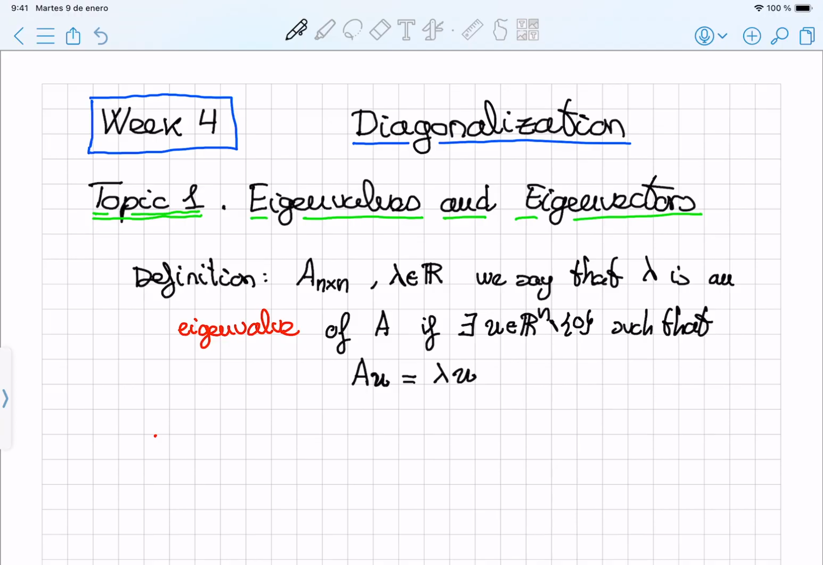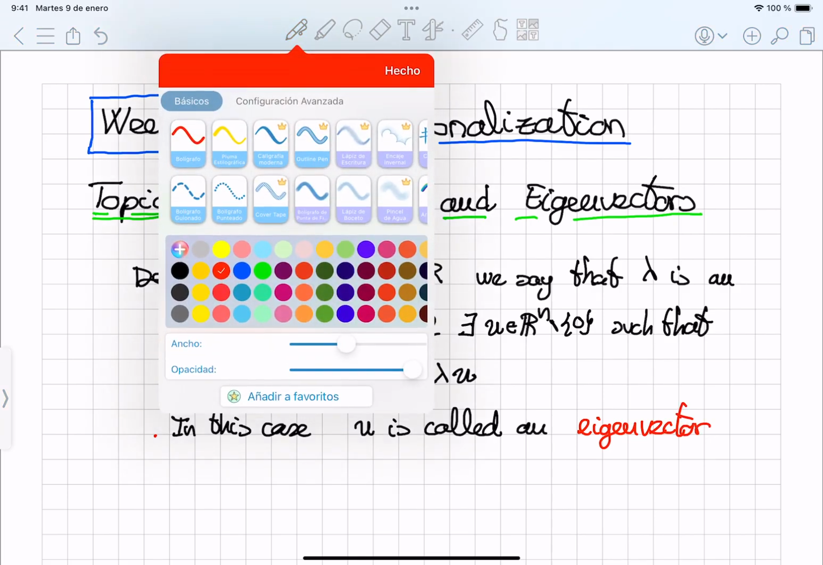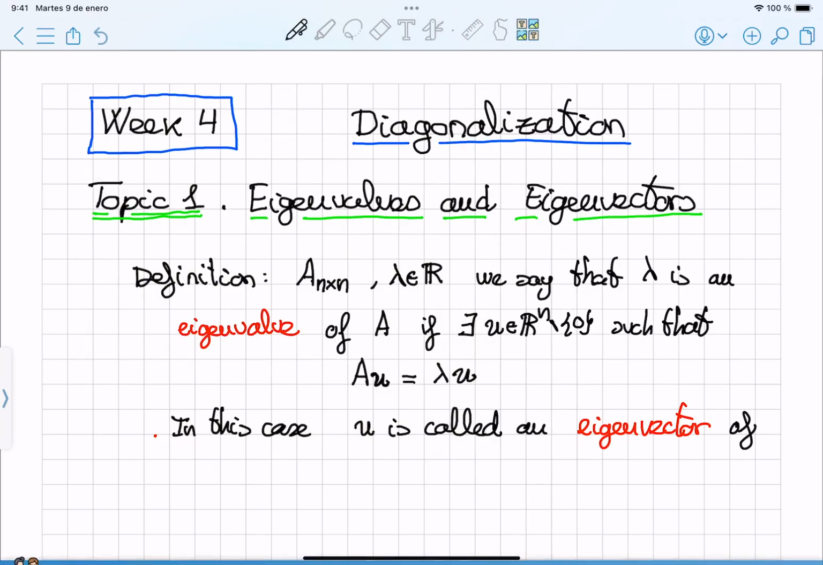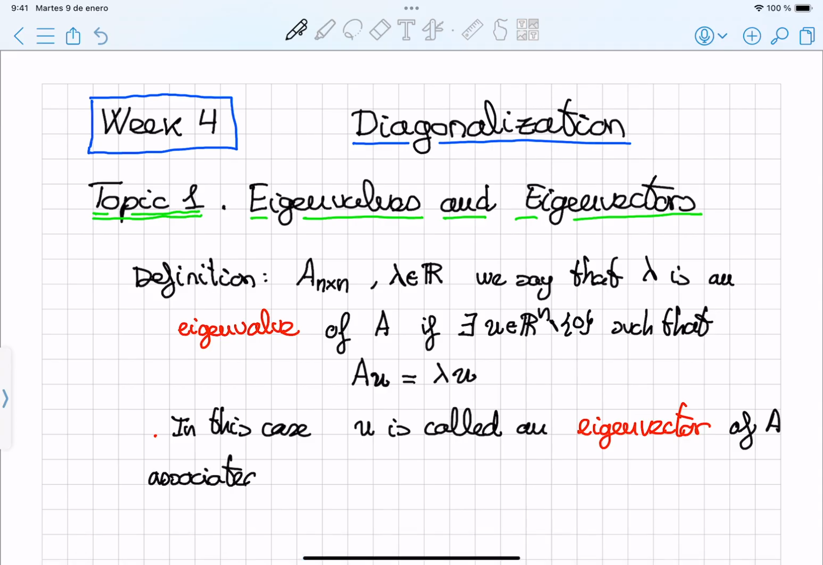In this case, even though this is explained later in the lesson part, this vector u also has a name. In this case, u is called an eigenvector of A associated to the matrix A and to the scalar lambda.